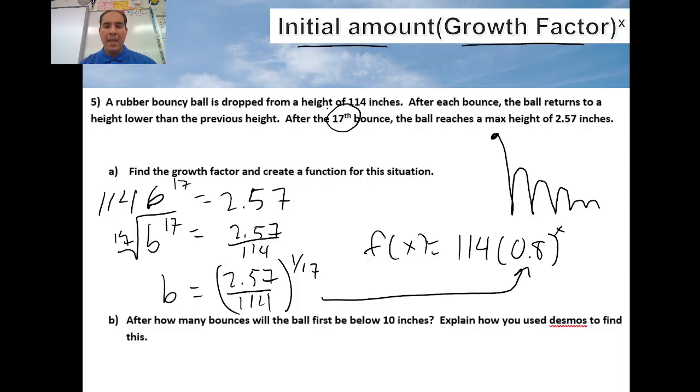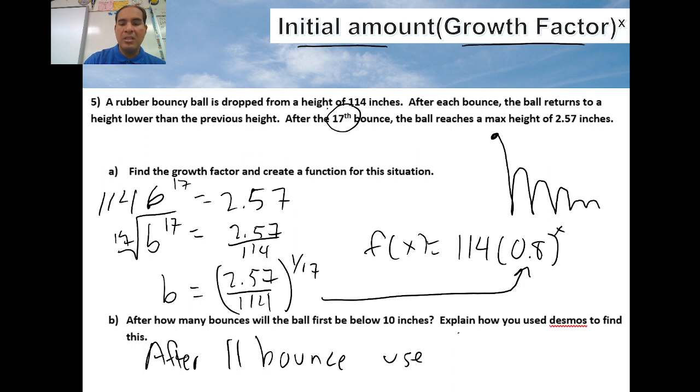So after how many bounces will the ball first be below 10 inches? We would say 11 bounces. We use the table on Desmos. Okay, that's the answer for number 5.